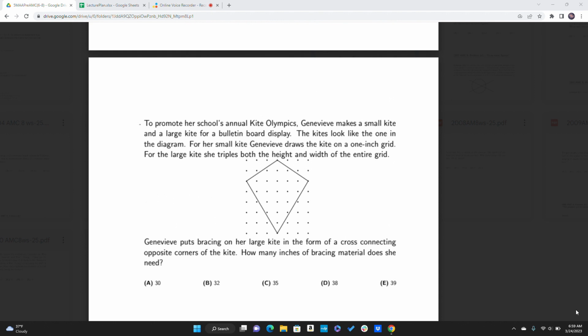Now we want to find, so she puts bracing connecting opposite corners of the kite. So that's going to look like this, right? But she does that for her large kite, which we know is triple the height and the width of our small kite, that has height 7 and width 6. Okay, so triple that is going to be 21 and 18. So how many inches of bracing material? Well, she's going to need the 21 plus the 18. That makes 39. Answer choice E.